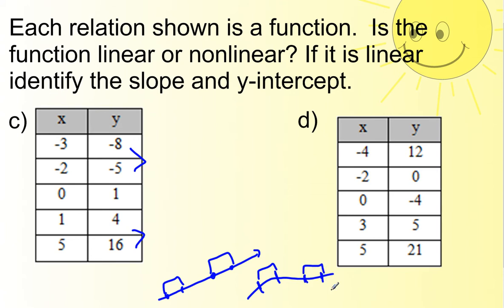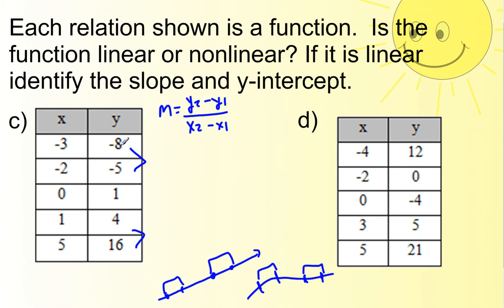So that's what we're going to try to do. We're going to try to take these tables, and we're going to find the slope at a couple different points. If the slope is the same, that means you're on a straight line. If the slope is different, that means you're on a curvy line. Okay? So slope formula, m equals y2 minus y1 over x2 minus x1.